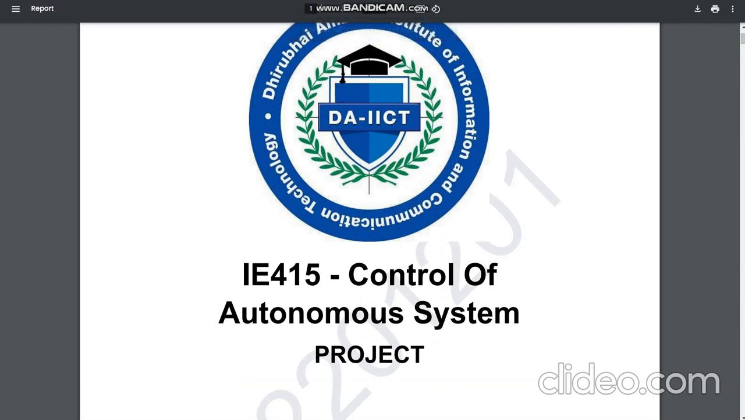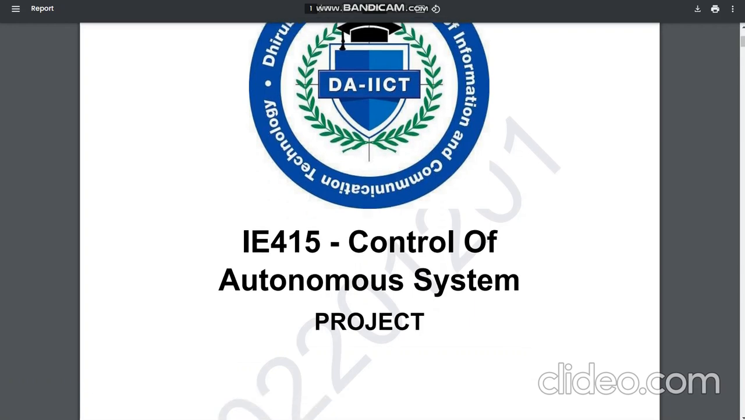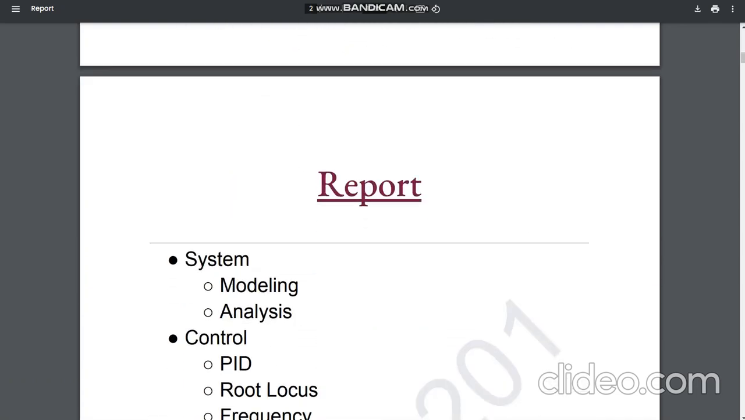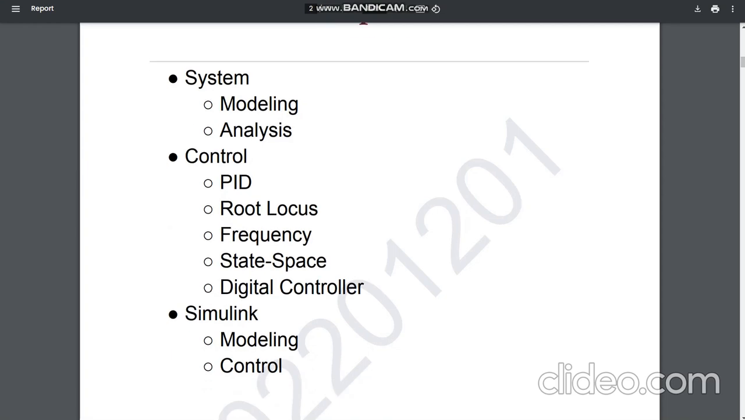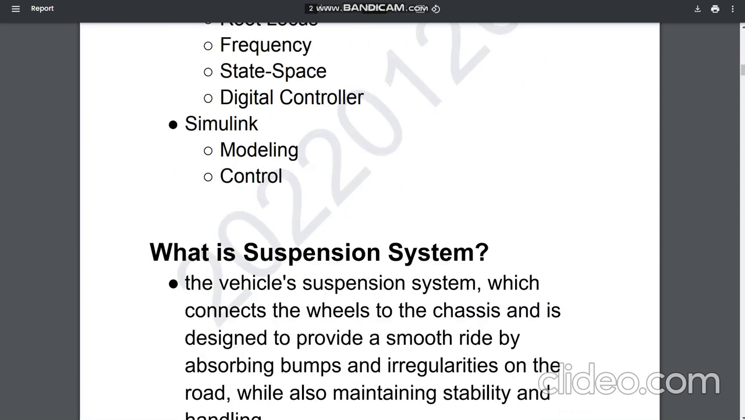This is my control of autonomous project based on suspension system. In the suspension system, we will see modeling, analysis, control, PID control, root locus control, frequency control, state space control, digital control, and also we will see Simulink of modeling and control.